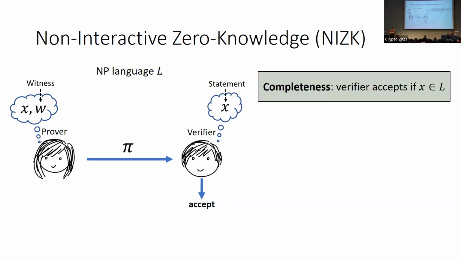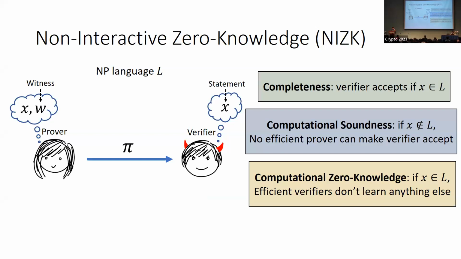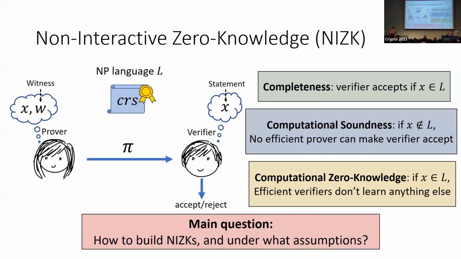The standard properties that we want out of a non-interactive zero knowledge proof start with completeness: if the prover indeed starts with a valid witness, then the verifier should accept the proof. In this talk, I'll be concerned with computational soundness, which states that if a statement is not in the language, then no efficient prover can generate a proof that makes the verifier accept. And last, we want a security property against verifiers. For us, that will mean that if the prover generates the proof correctly using a valid witness, then the verifier doesn't learn anything out of it. I won't even bother formalizing that statement here; we won't need it. Technically, this zero knowledge property requires a CRS, but let's ignore that for now.